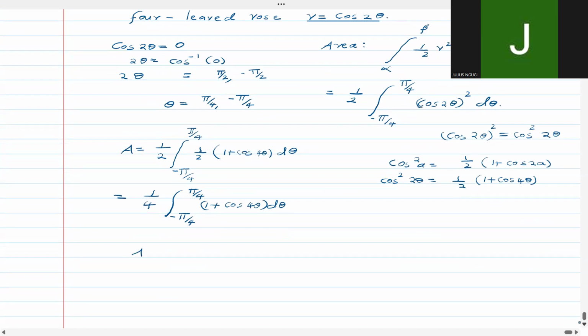This is the area. So the area finally becomes 1 over 4 times the integral of 1 with respect to theta, which is theta, plus the integral of cosine, which is sine 4 theta, and this one you divide by 4, evaluated from minus pi over 4 to pi over 4.